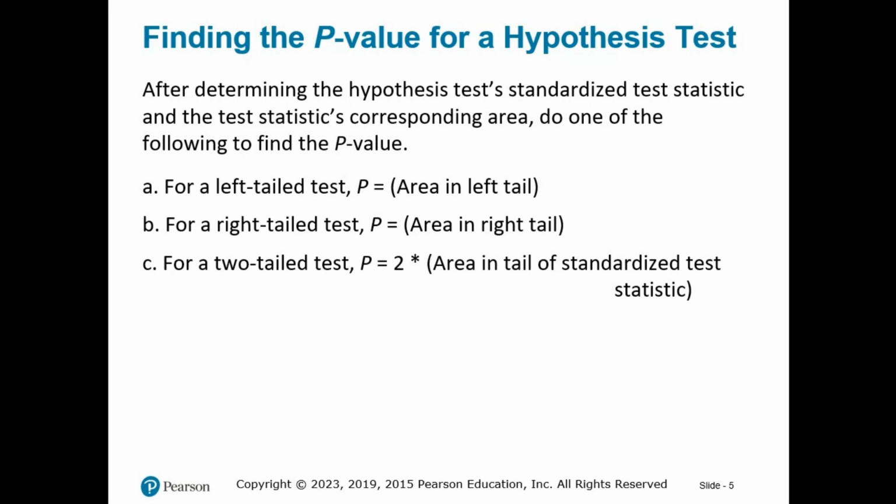This happened when H sub A was mu less than k. And for a right-tailed test, P equals area in the right tail. This happened when H sub A was mu greater than k. And for a two-tailed test, P equals area in both tails. This happened when H sub A was mu not equal to k. Let's do a few examples.